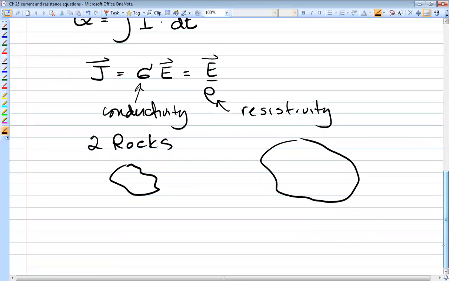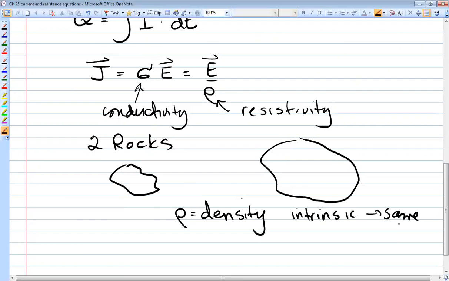Okay, so the thing they have in common, doesn't matter how big the rock is, is density. Funnily enough, it's also called rho, but that's okay. Density is called an intrinsic property. It does not depend on the size of the rock. It is simply a property of the type of rock, and that's the same for both. So intrinsic, same for both rocks.